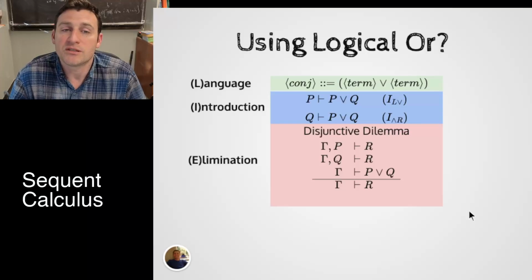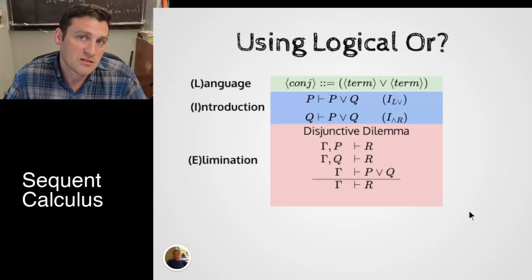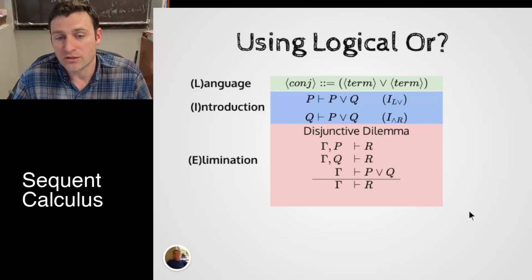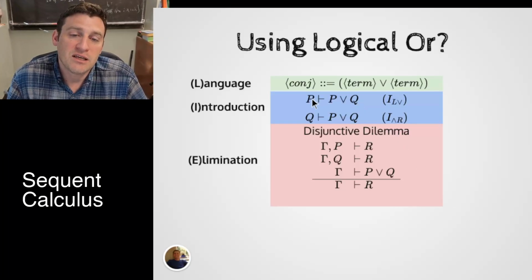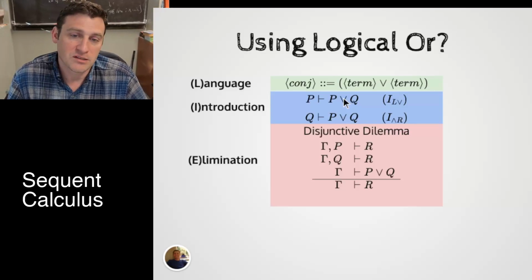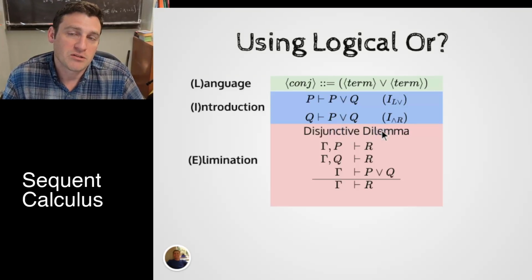How can we use this? Let's try to think of a sentence that uses an or. Probably any sentence you think of with an or will force you to do this. The key thing is, it's easy to introduce an or. You just need one thing to be true in the list. But this disjunctive dilemma is the one that takes practice.